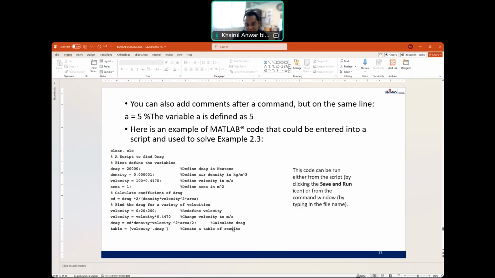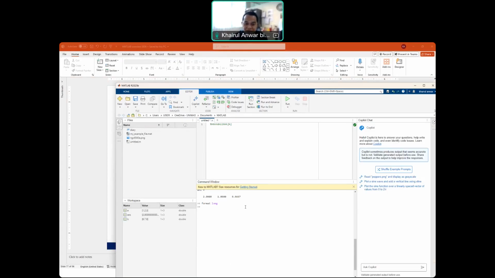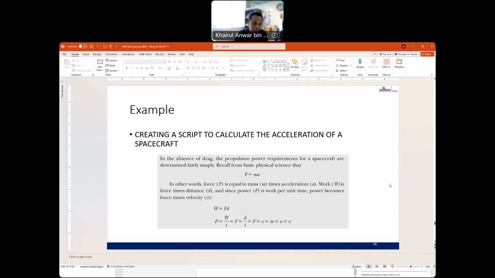Once it's ready, you just click run. Then it will ask you to save the file first before you can run it. Then save. It will automatically show the result in the command window, either an error or okay. Let me run it to show you an example.